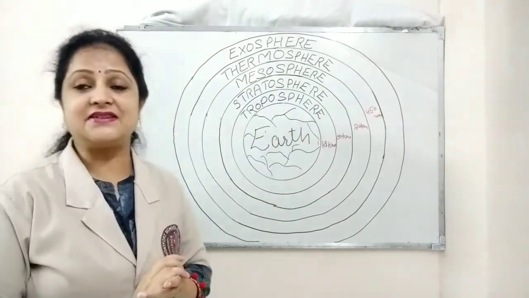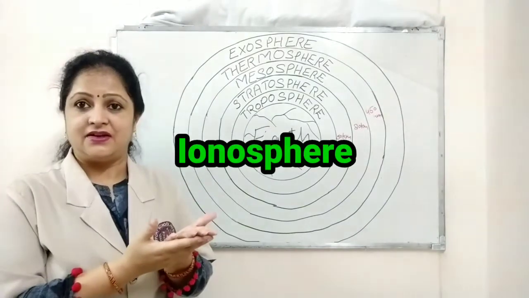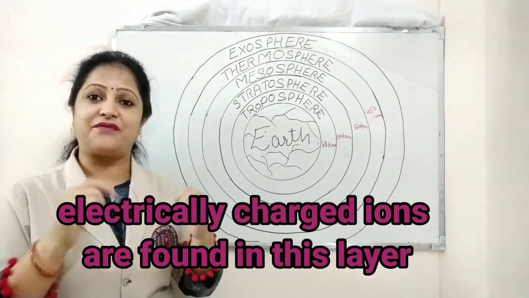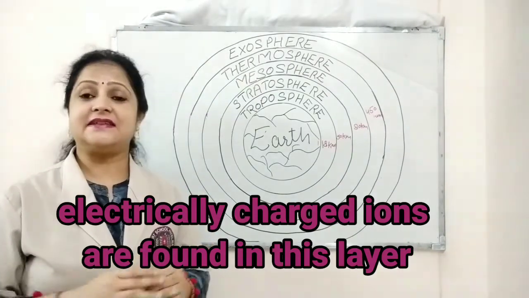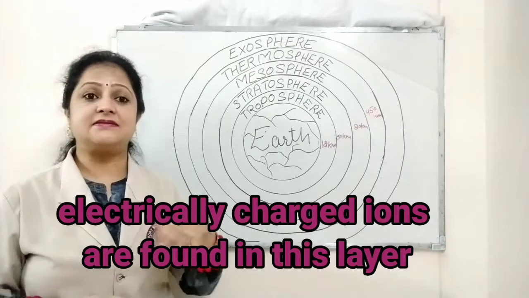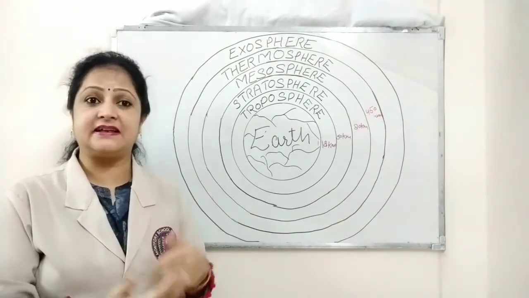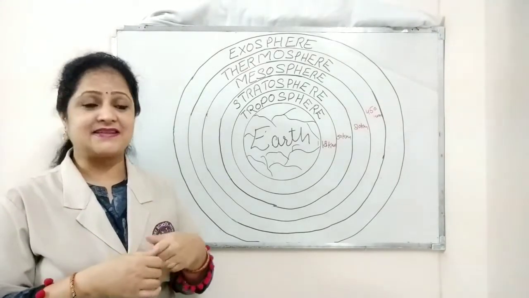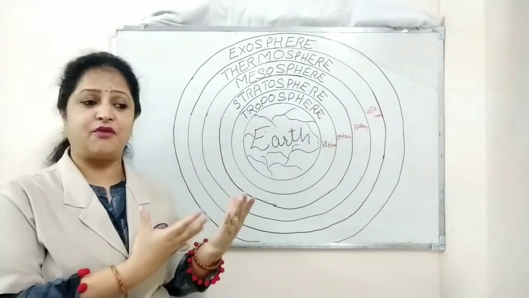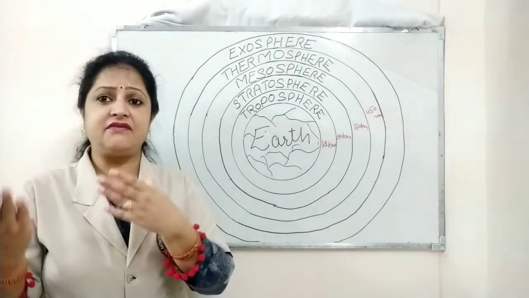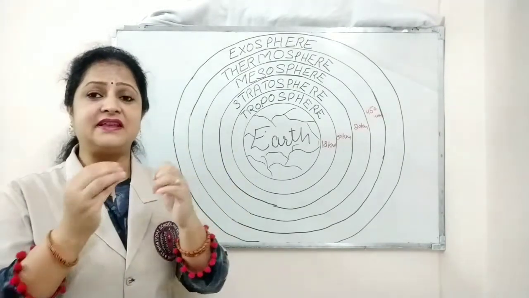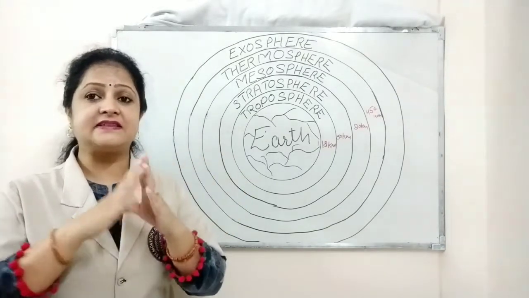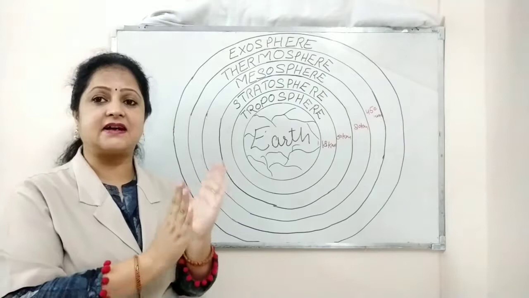This layer is also known as the ionosphere. Why? Because electrically charged ions are found in this layer. These electrically charged ions help in transmitting communication signals. Our mobile phones and TV all work because of these electrically charged ions. Even weather forecasting is possible because of them.